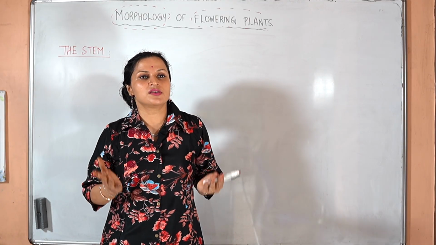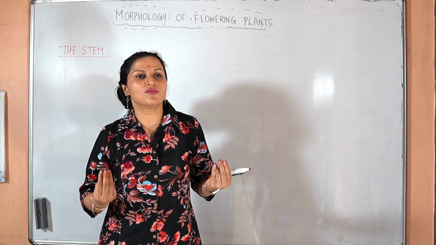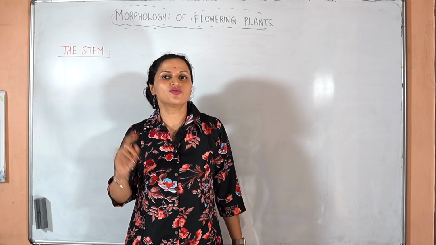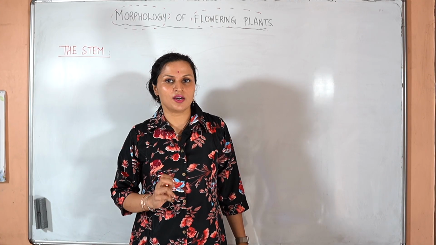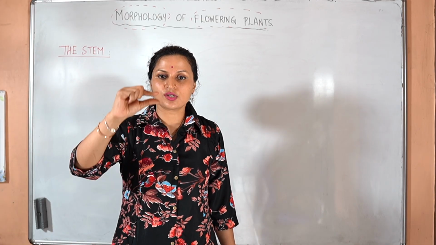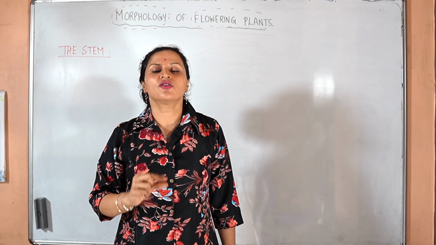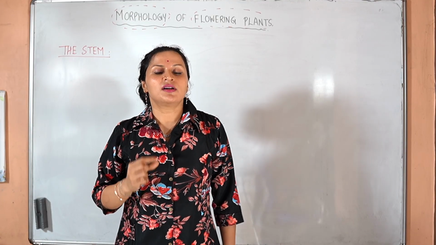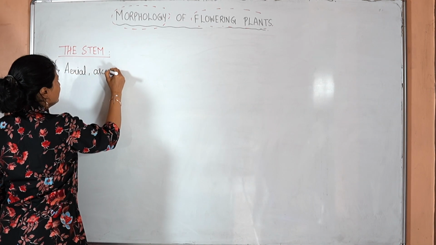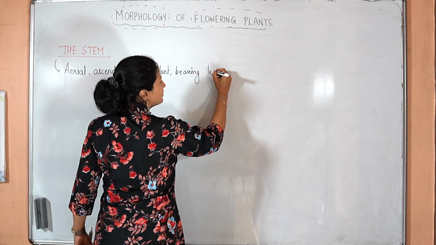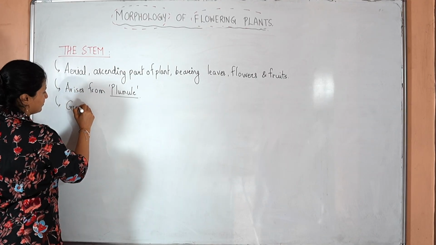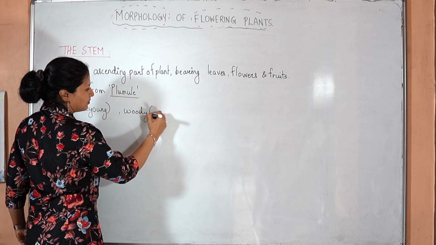The primary function of the stem is to support the leaves, the flowers and the fruits. If the root arises from the radicle part of the embryo, the shoot arises from the plumule part of the embryo. One major difference between the shoot and the root is that the shoot bears nodes at intervals. Nodes are the regions on the shoot from where the leaves arise, but such nodes are not present on the root. The aerial, ascending part of the plant bearing leaves, flowers and fruits arises from the plumule. It is green when it is young and it is woody when it becomes old.